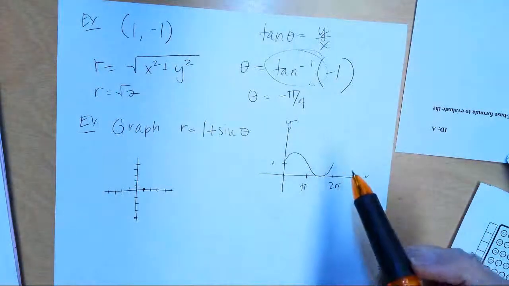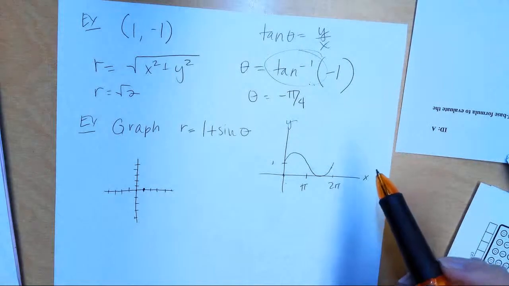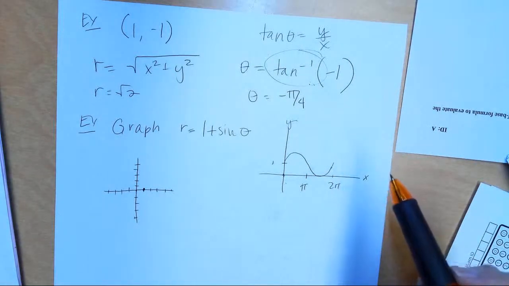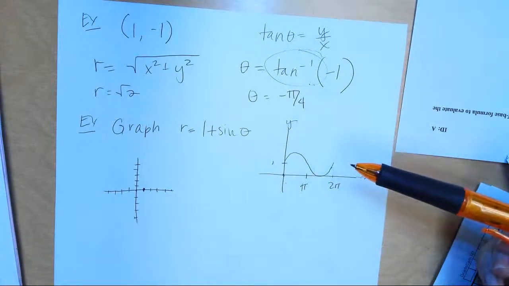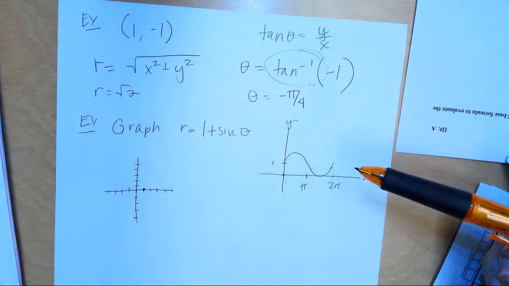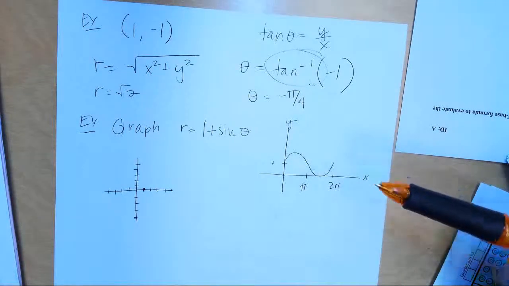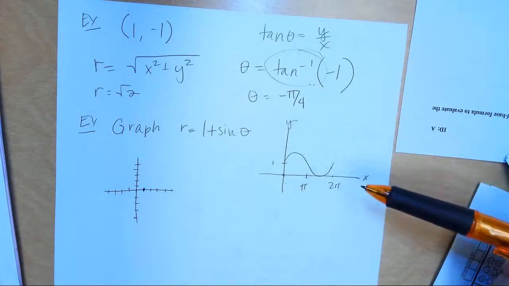Okay, now this is confusing, please listen. When is the next time it's going to touch the pole again? When is the first time? When is the first time it's going to touch the pole? At 3 pi over 2.